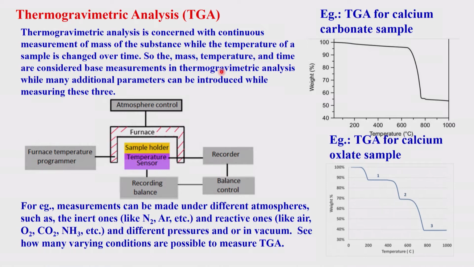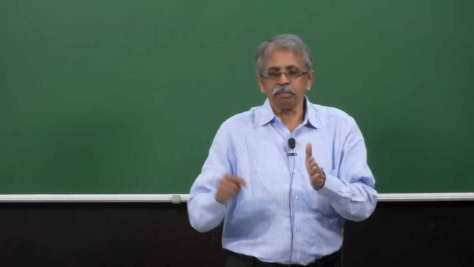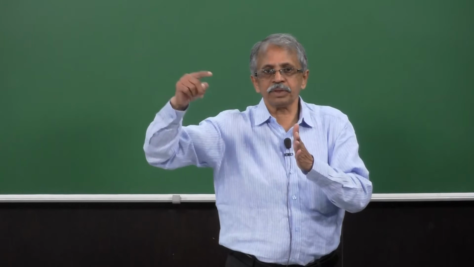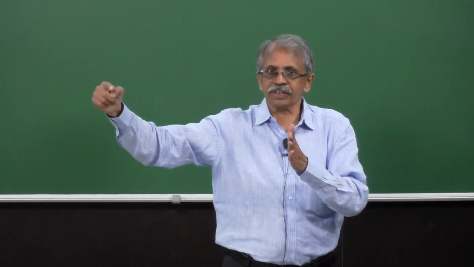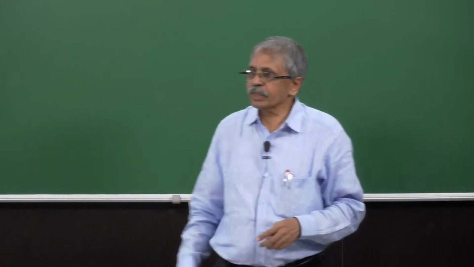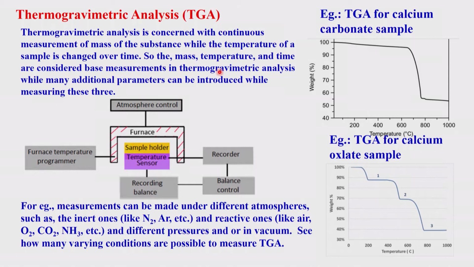So, I start at room temperature, I go at a rate of 10 degrees Celsius per minute. That means, in the next minute my temperature will be 25 plus 10, the next minute will be 25 plus 10 plus 10, etc. So, that is what you call in terms of the time. So, time monitoring itself will also show the temperature variations.